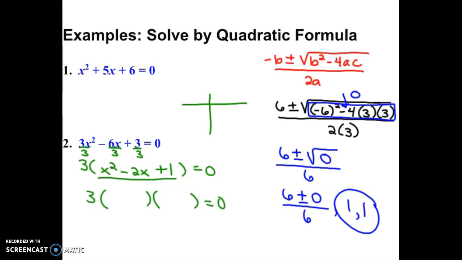I need to figure out what multiplies to give me 1, because that's your a times c, and what adds to give me b, which is negative 2. Your answer? Negative 1 and negative 1. Negative 1 times negative 1 is positive 1. Negative 1 plus negative 1 is negative 2. So this factors out to x minus 1, x minus 1. So what's going to make each of those 0 is 1 and 1 again. Remember, this 3 does not have an x to solve for, so it doesn't give you an answer. Notice how we got the same answers as we did using quadratic formula.